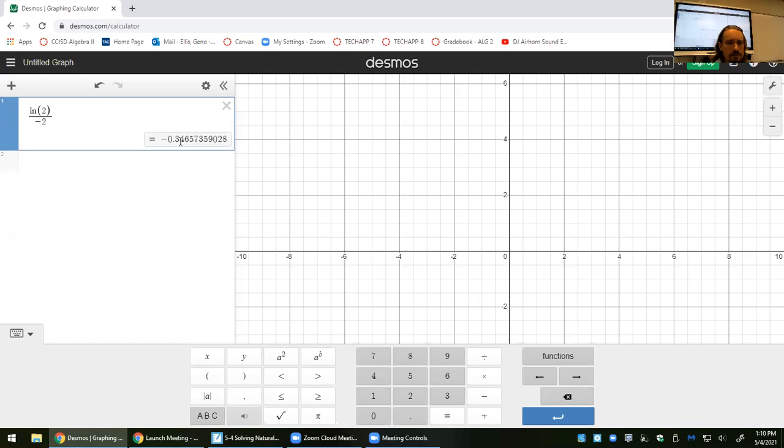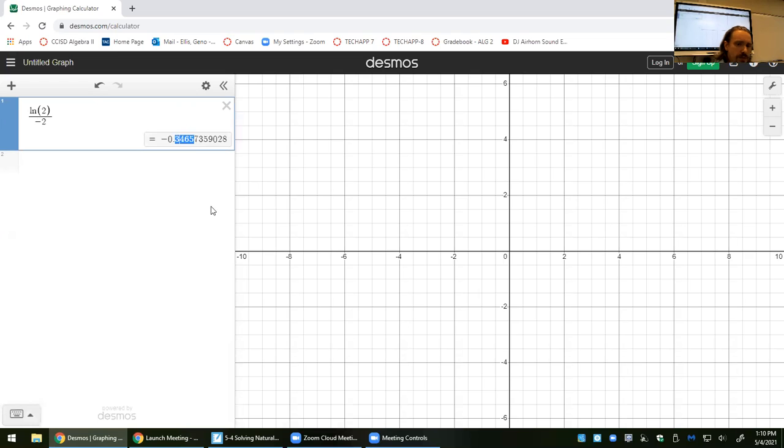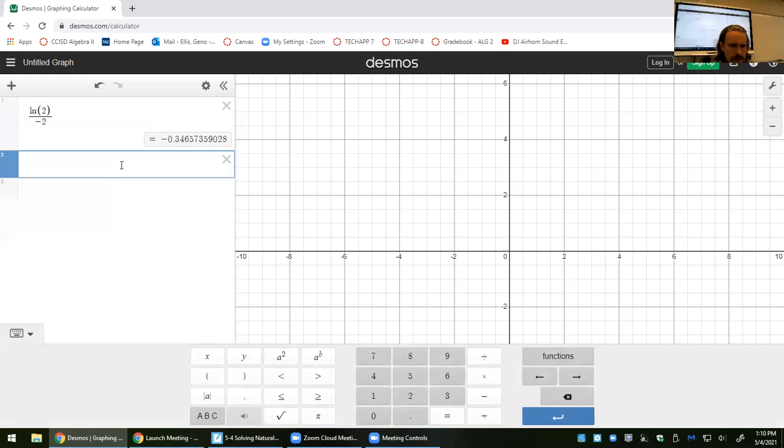Negative 0.34657. 10 thousandths is 4 decimal places. So you'd say 3465, and then the 7 will make it round up, so that's 3466. So negative 0.3466. Okay. A couple other things.